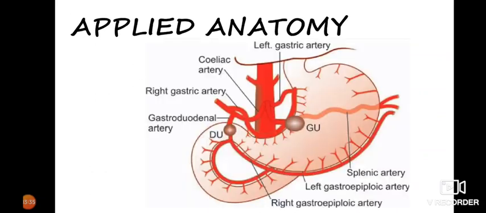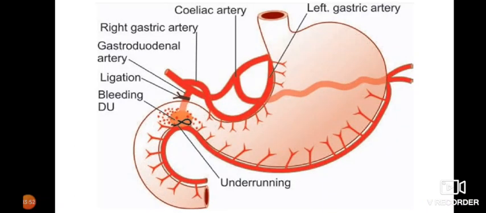Now, let's come to the most important part of the discussion, the applied aspect. Bleeding peptic ulcer is bleeding from duodenal ulcer or gastric ulcer or the stomach ulcer. In bleeding from stomach ulcer, partial gastrectomy is required. Gastroduodenal artery ligation is required in case of severe massive upper GI duodenal ulcer bleed.